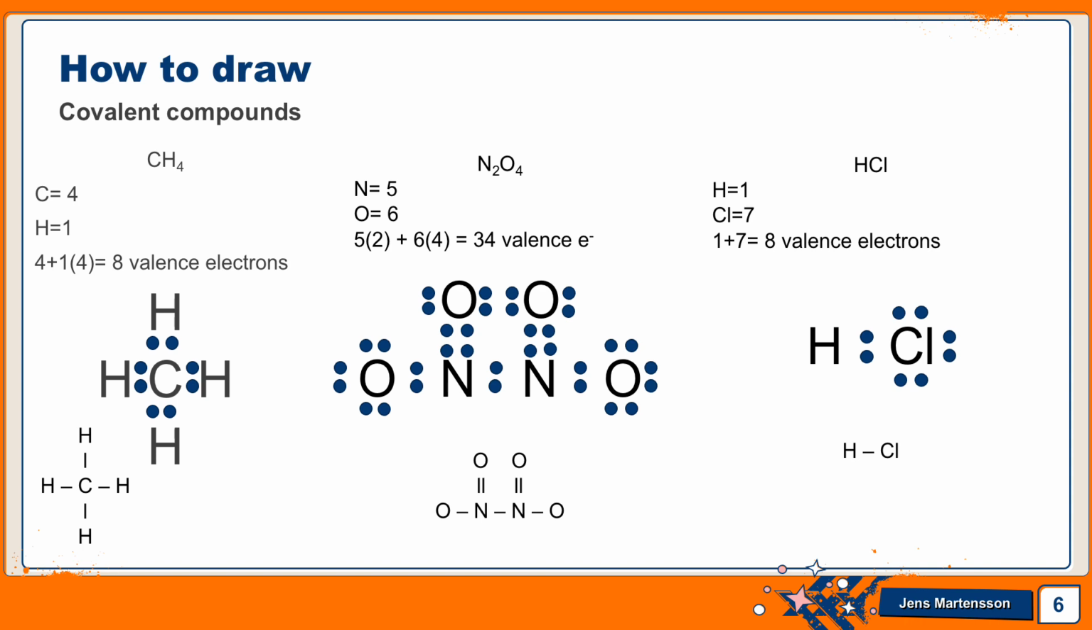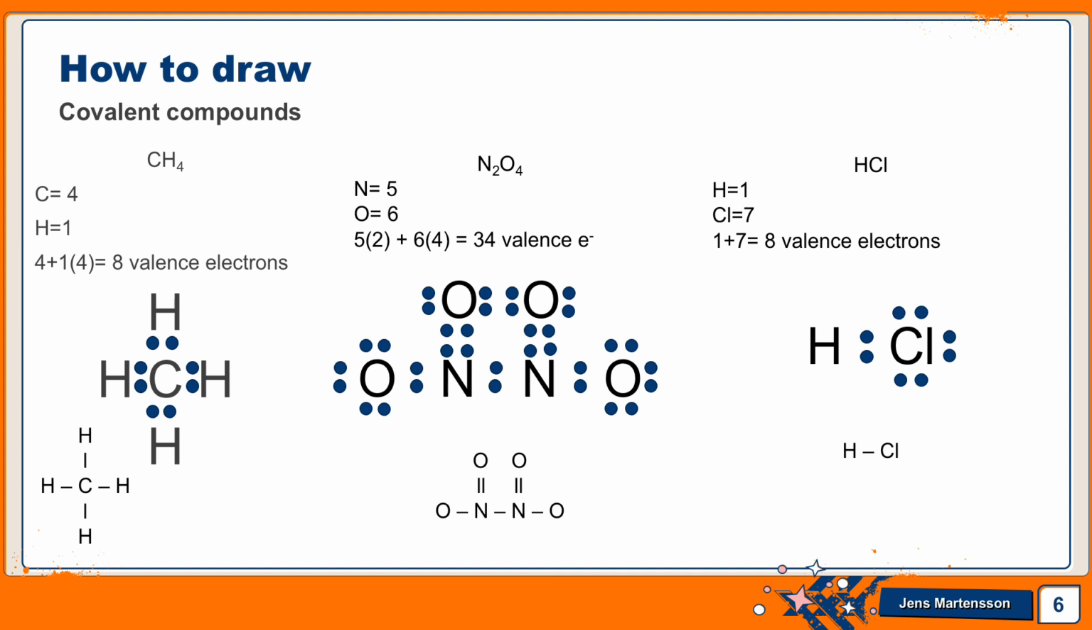So how do we draw covalent compounds? First up, we have methane, and both of these compounds are nonmetals. That's how we know it is covalent. So carbon has 4 valence electrons and hydrogen has 1. So when we calculate the number of valence electrons we have to work with, we have 8. So when we put these together and draw them as a Lewis structure, we see that hydrogen is going to share its 1 valence electron with the carbon to create a full outer shell for both hydrogen and carbon.